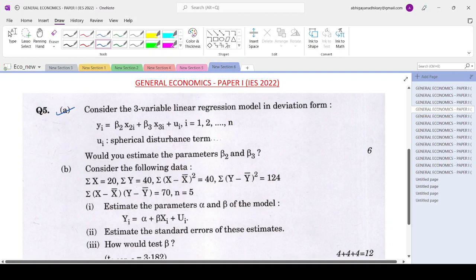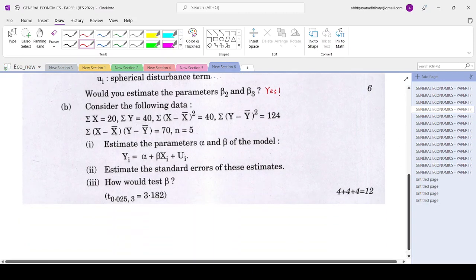Now, I feel that there is a slight typo in this question, because since the question is asking would you estimate the parameters beta 2 and beta 3, the answer is obviously yes, we can and we will. Now the question is how we will estimate it. So let me take you through that process over here.